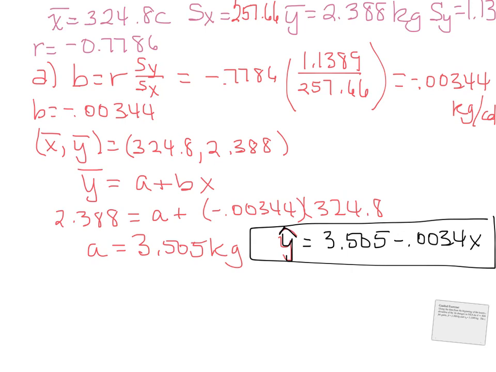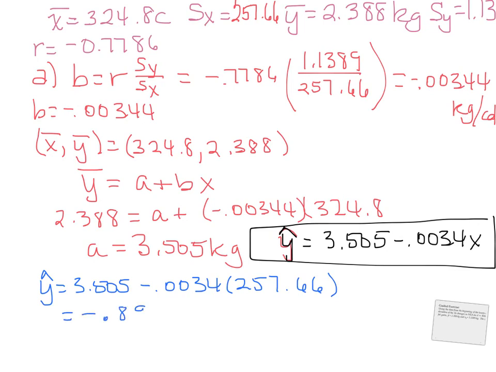Now it says, the last part, what change in fat gain does the regression line predict for each additional 257.66 calories of NEA? Well, an increase of 257.66 calories, we're just going to plug it in using our regression line, 3.505 minus 0.0034 times 257.66. And what we get is negative 0.89 kilograms.